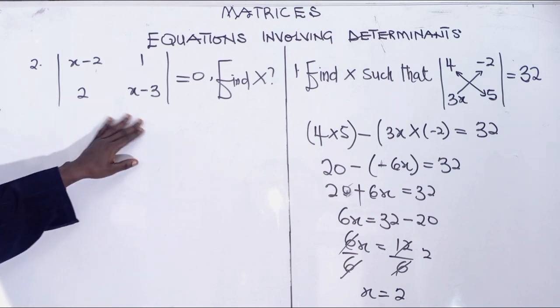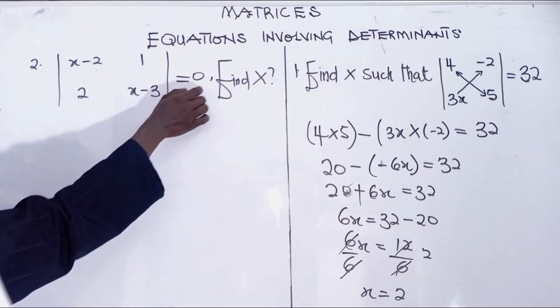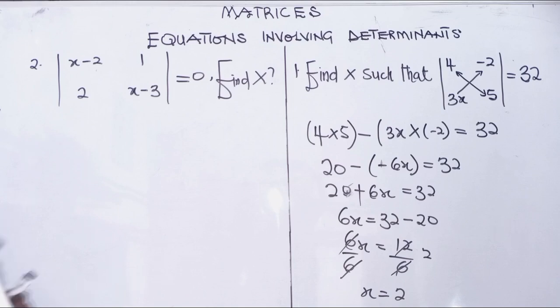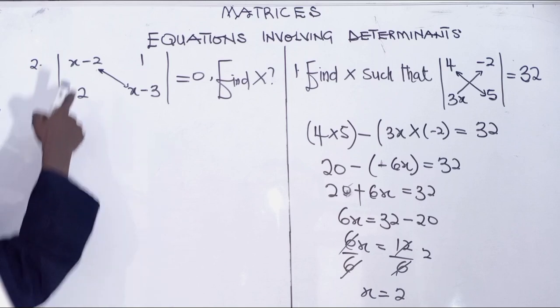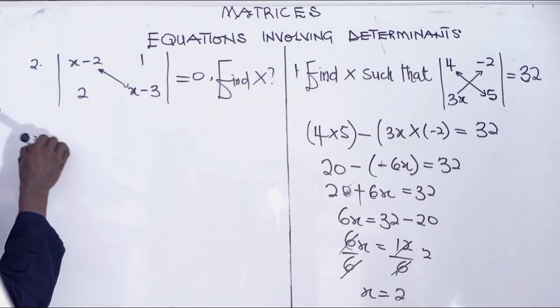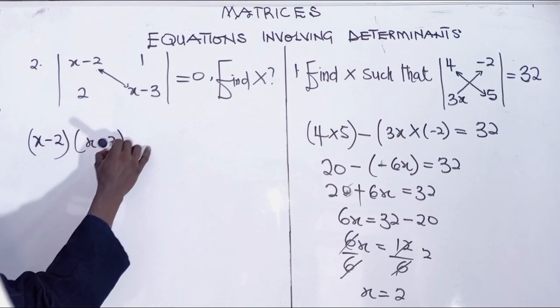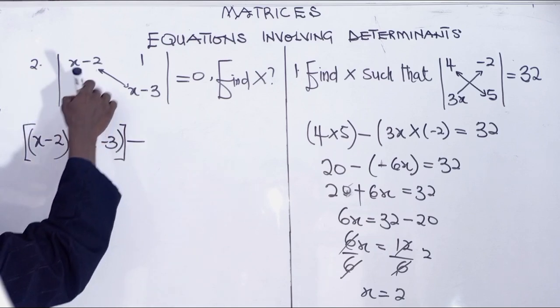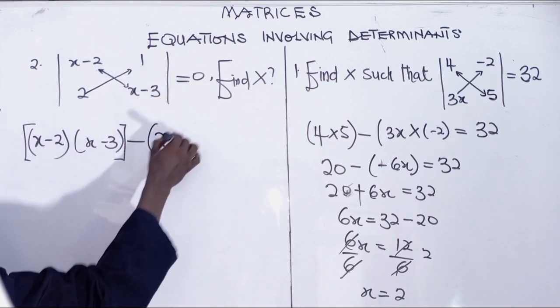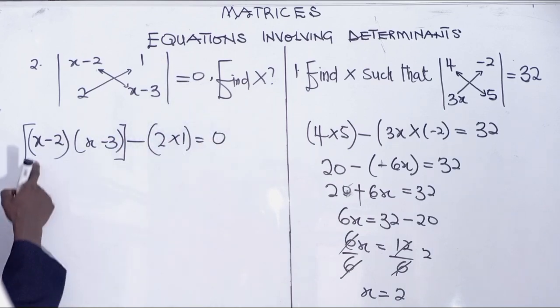Let's look at this particular one. We want to find the value of x for this matrix equation. Looking at this should tell us that we should first find our determinant and then equate it to 0. So we know that the determinant of this, we are going to find our cross product. This will multiply that, so we have x minus 2 multiplying x minus 3. Then we have minus, let me bring this bracket, this times 1, and the whole of that is equal to 0. So let's expand the bracket.